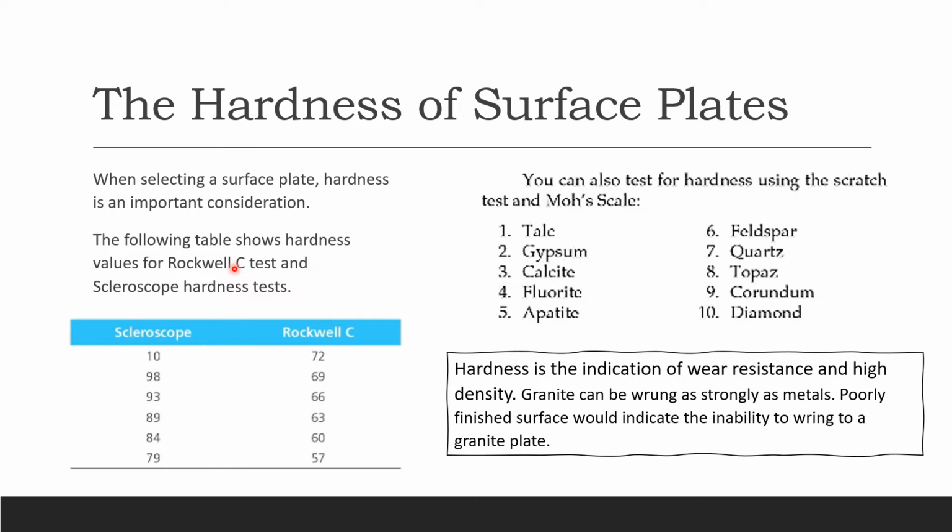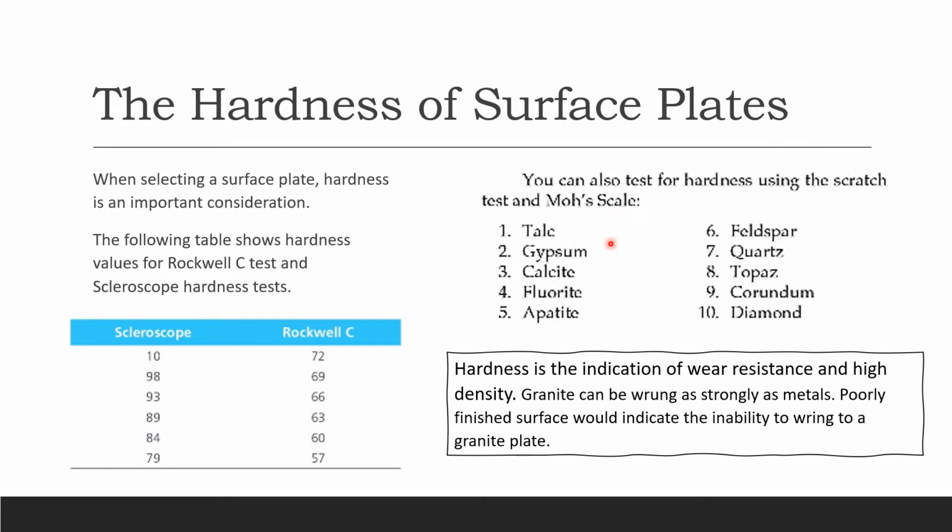Another factor that we consider is the hardness of surface plates. When we select a surface plate, hardness is an important consideration. Here you will see a table. This shows hardness values for the Rockwell C test and the Rockwell scleroscope hardness test. And you can see right here their values. You can also test for hardness using the scratch test and the Mohs scale.